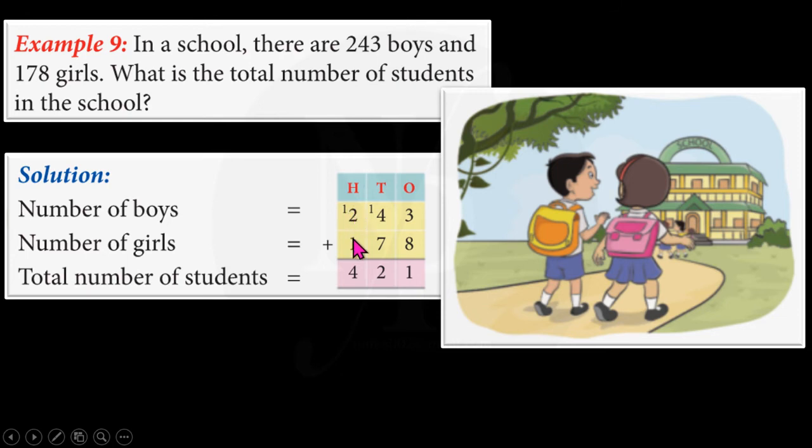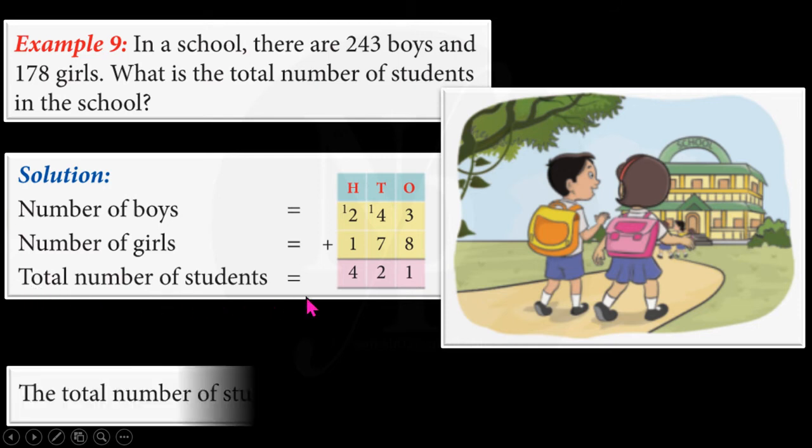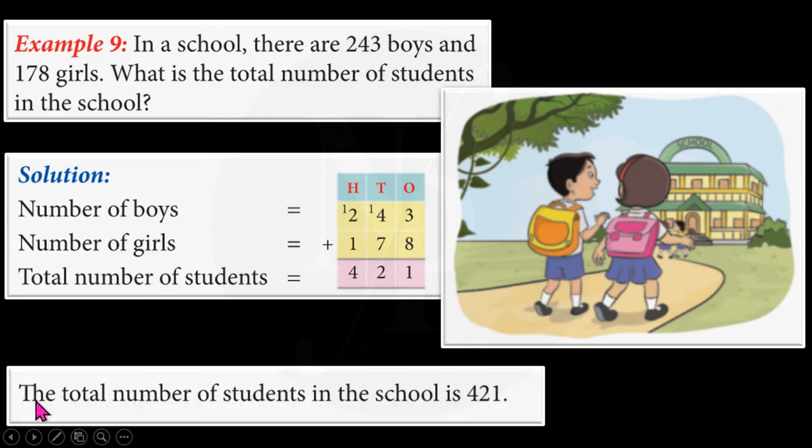So now we add these digits. 100 plus 200 is 300. 300 plus 100 is 400. Therefore we write 4 in hundreds column. 421 is the sum of these two numbers. And what does this number represent? This is the total number of students in that school. So the total number of students in the school is 421.